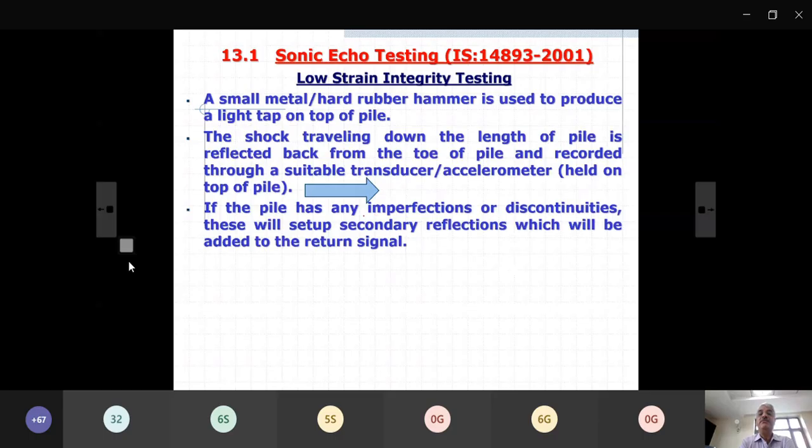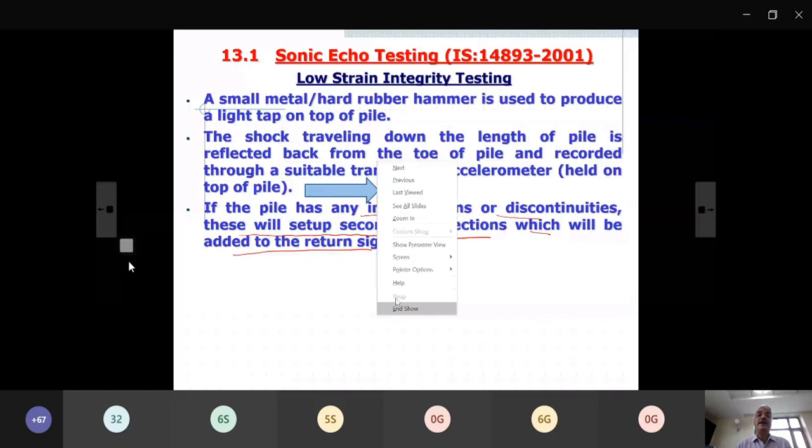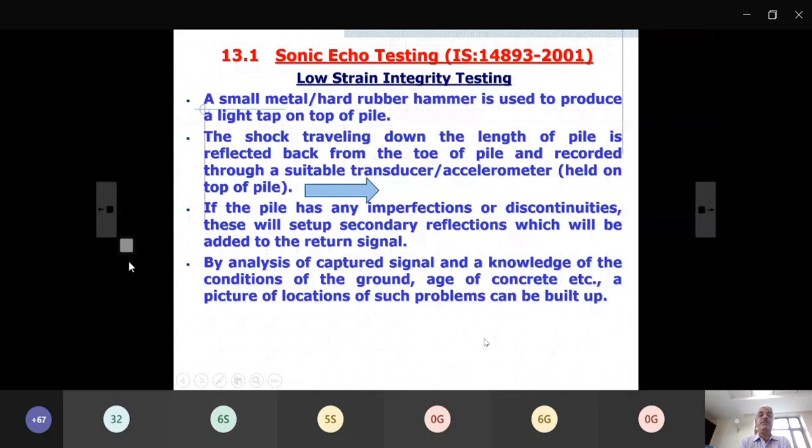So if the pile has any imperfections or discontinuities, these will set up secondary reflections which will be added to the return signal. First, the reflection time will change, second, a secondary reflection will come, and that will tell you probably the location of the defect also. And by analysis of the captured signal and a knowledge of the condition of the ground, age of concrete sets, depending on in how much time the signal comes, that will depend on how is the soil, what is the concrete density and all. So this is how they do the calibration. A picture of the location of such a problem can be built.